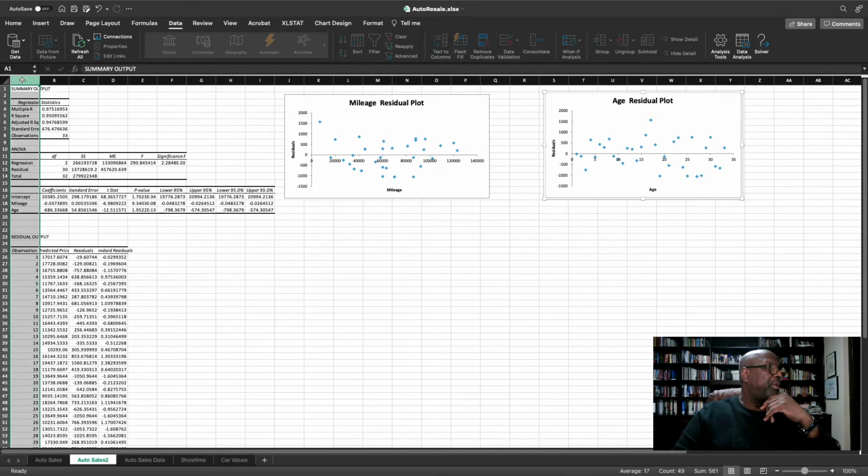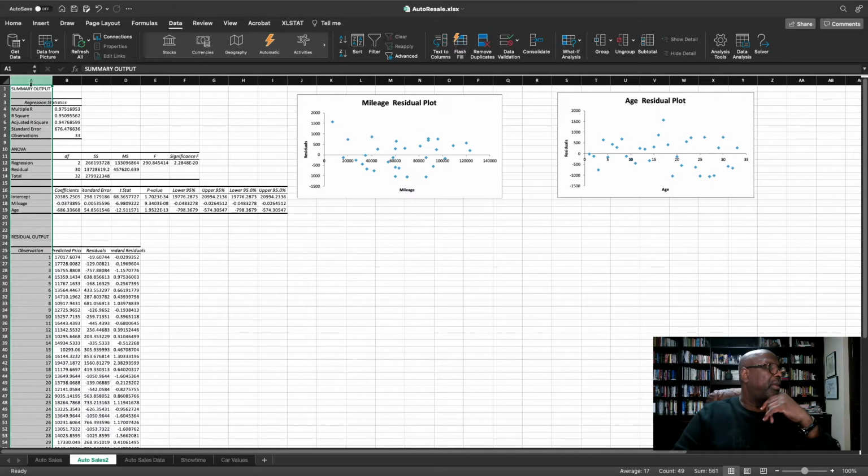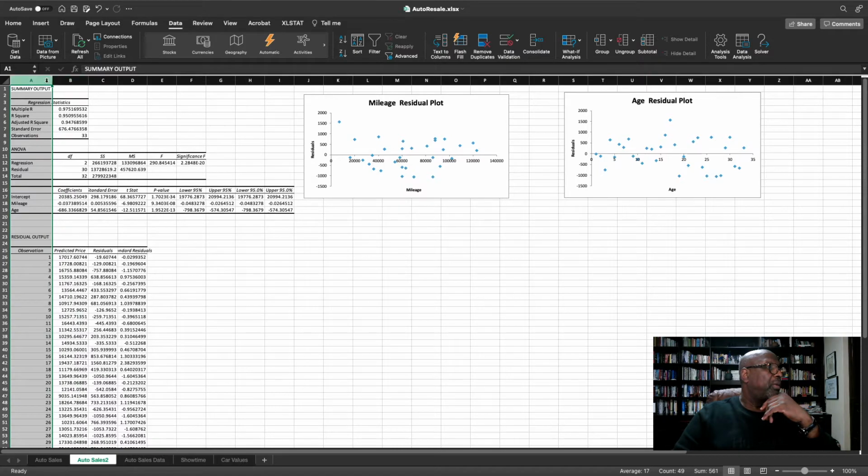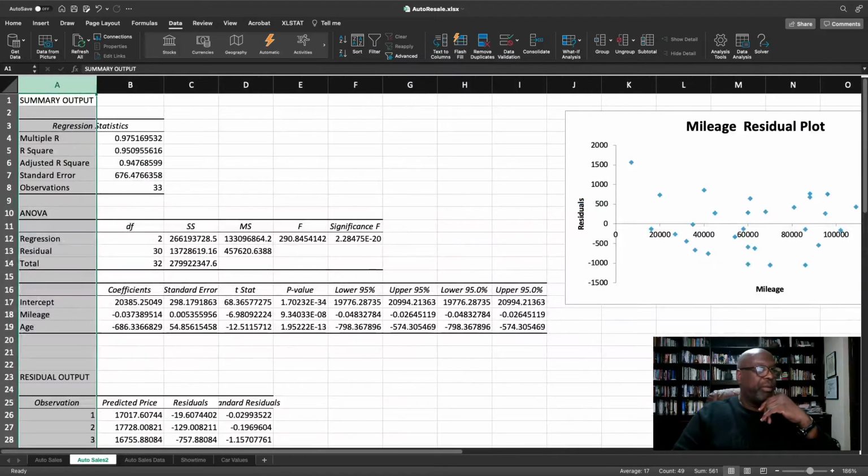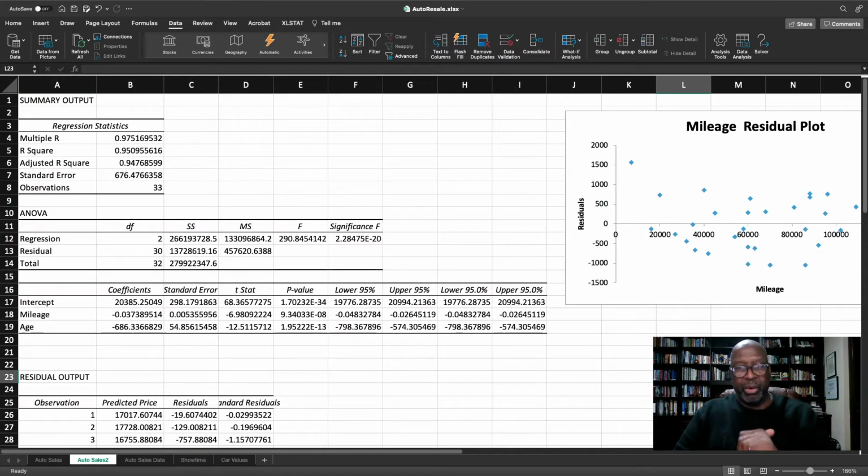Just going to open this up a little bit, and so if I could make this a little bigger. So here we go. If we look at what we have here, for this relationship, we were looking at whether or not price is related to the age and the mileage of the car. The multiple R, which is the sort of correlation coefficient, is 0.975. This is very high. The R square value, which explains the variation, explained variation, 95.1%. That's extremely high.